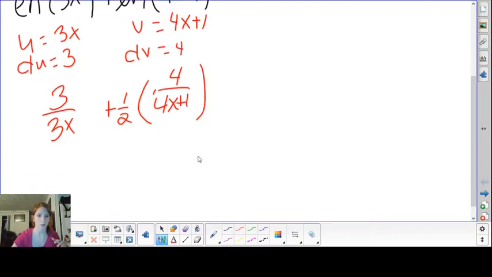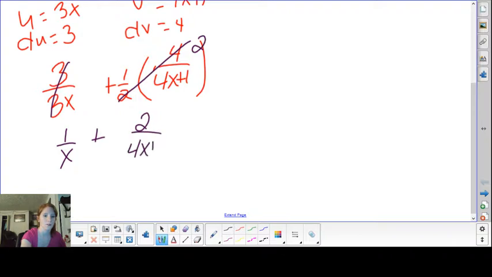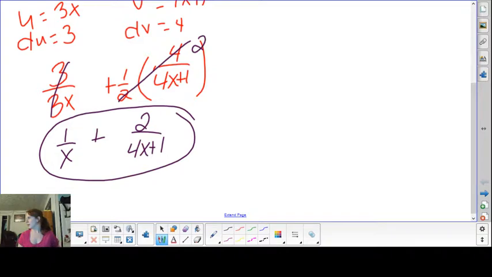Go ahead and simplify this guy. My 3's cancel out, so I'm left with 1 over x. 4 can be divided by 2, which will give me 2. And then I'm left with 2 over 4x plus 1. And that's my answer on that first one.